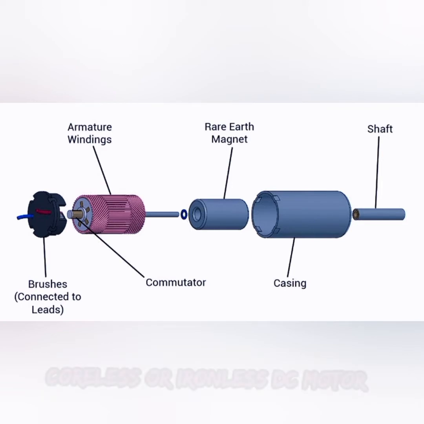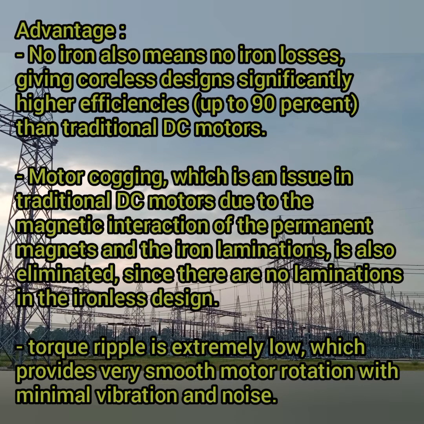So next we will see some advantages. It has no iron, which means there is no iron loss possible. Due to this, it has an efficiency of up to 90% compared to the traditional DC motor. Then motor cogging, which is the issue in the normal traditional motor due to the magnetic interaction of the permanent magnet and the iron laminations. This is eliminated because we are not using any iron laminations or core. So in this case we automatically eliminate the motor cogging problem.